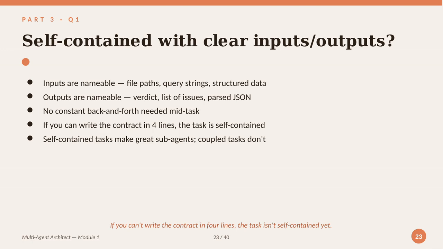Outputs are nameable. You can describe what comes out, a verdict, a list of issues, a parsed JSON object. If the output is an opinion that depends on what you find, that's not a clean output. No constant back and forth needed mid-task. The subagent should be able to run from input to output.